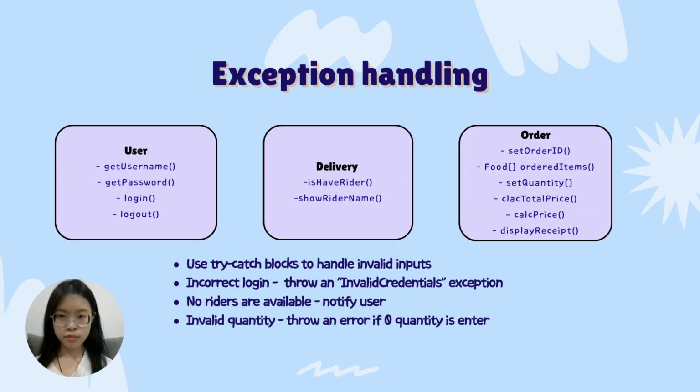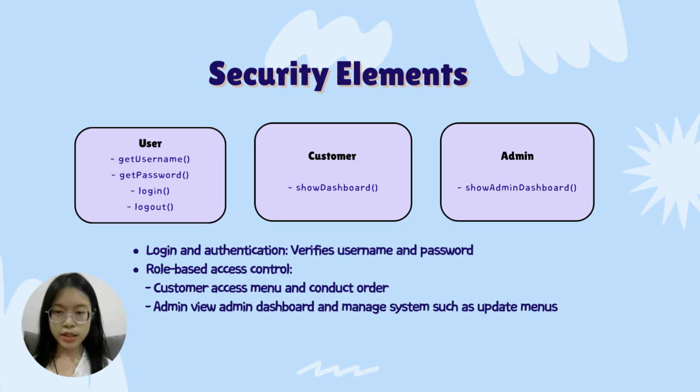In this slide, we handle real-world errors by using try-catch blocks. If there is an incorrect password, no rider is available for delivery, or a user tries to order 0 items, the system throws a specific exception. Finally, our security elements use authentication to verify identity and role-based access control to define permission. This ensures a clear boundary. For example, customers can make orders, but only the admin can update menus.